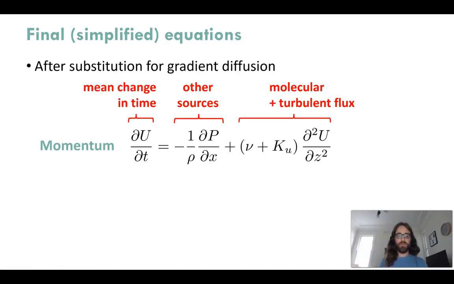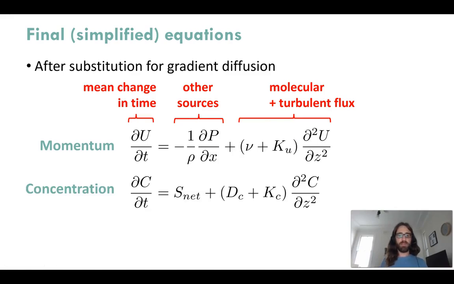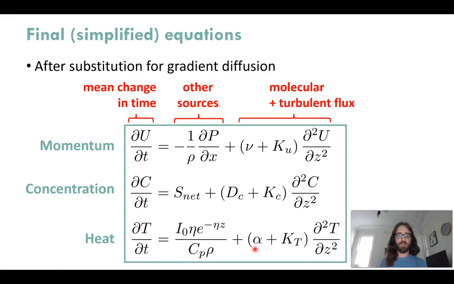After we substitute for this gradient diffusion assumption, we get a final version of our equations where you can combine the diffusivity constants together into a leading term, and the derivative of a derivative becomes a second derivative. So you have a mean change in time, some sort of an internal source and sink term, and then a combined effect of the molecular and the turbulent fluxes. The same thing comes from the concentration. You get a combined effect of molecular and turbulent diffusivity, and the same for heat. You get a molecular and a turbulent contribution.